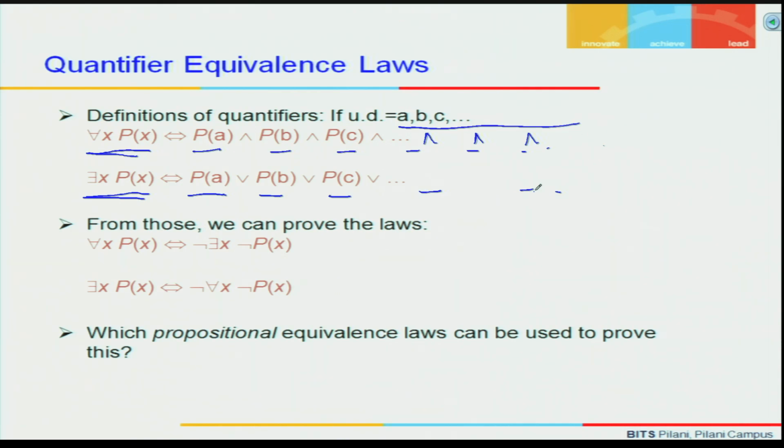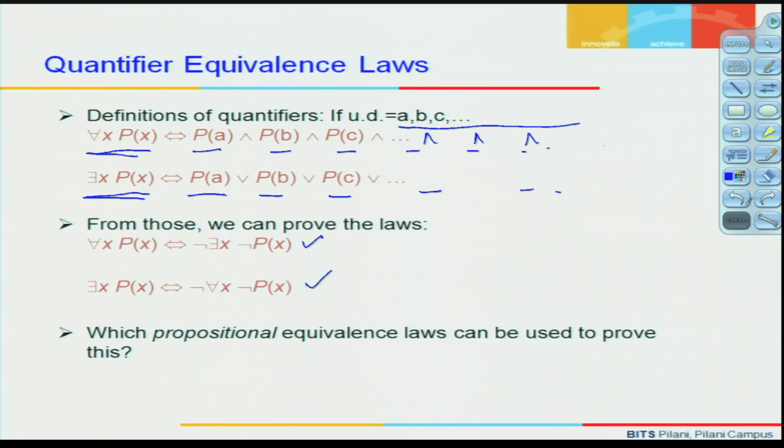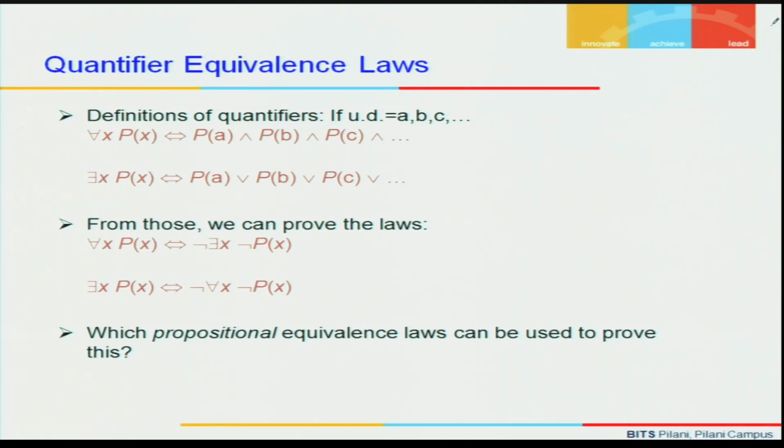And from these we can in fact prove these two small laws, that is, for all x Px is equivalent to not of there exists x not of Px. Let us see how we can prove this. This is very simple if you remember De Morgan's law that we spoke about in the last class. Let us see how we will do it.